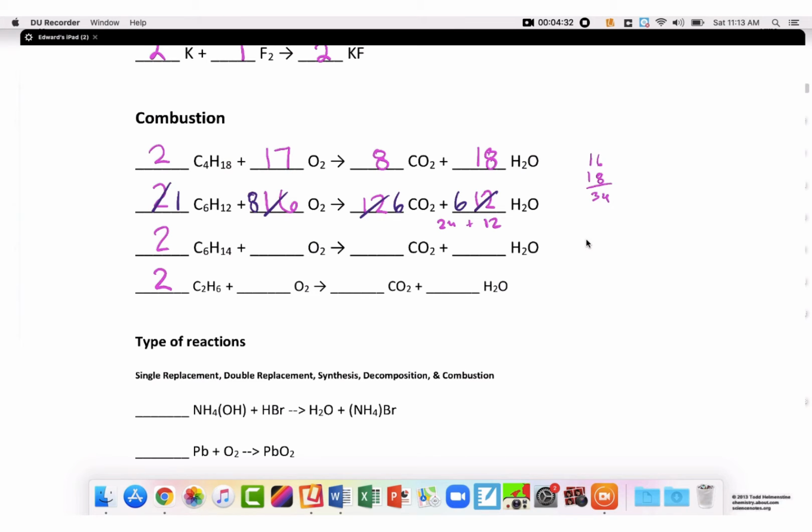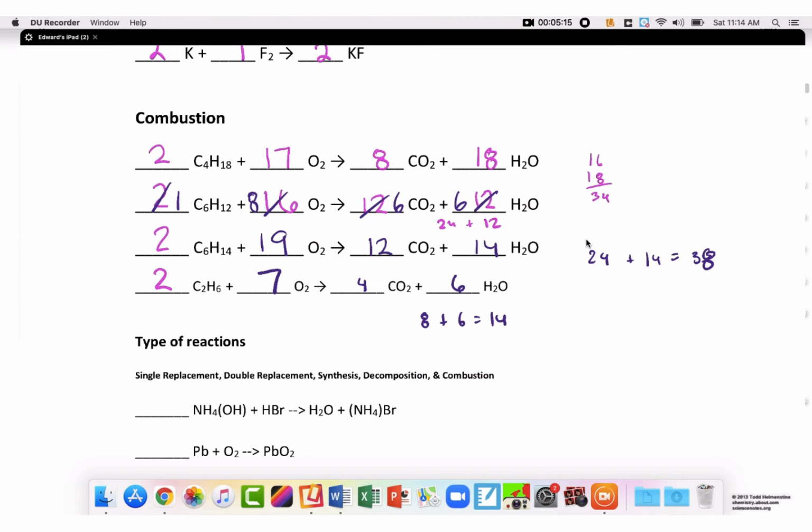Next one. We have 2 times 6 C's. That's 12 C's, 12 C's. We have 14 times 2 H's. Now we have 24, that's 12 times 2, plus 14 equals 38. Half of that is 19. We have 4 C's. We have 6 times 2. Adding up our numbers, 8 plus 6 equals 14. Half of 14 is 7.